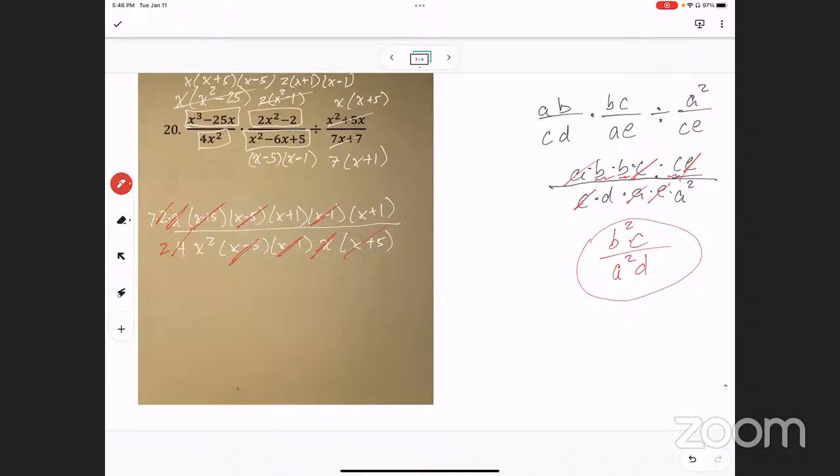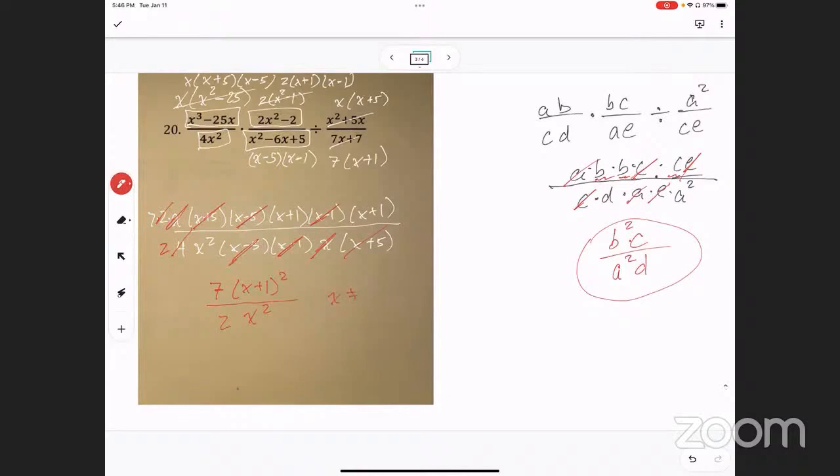So here we go. On the top, I have a 7. I have x plus 1 squared. That's all I have on the top. And on the bottom, I have a 2, and I have an x squared. So that's my answer.